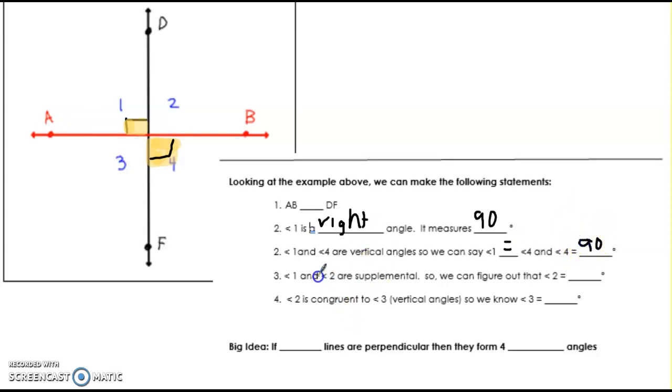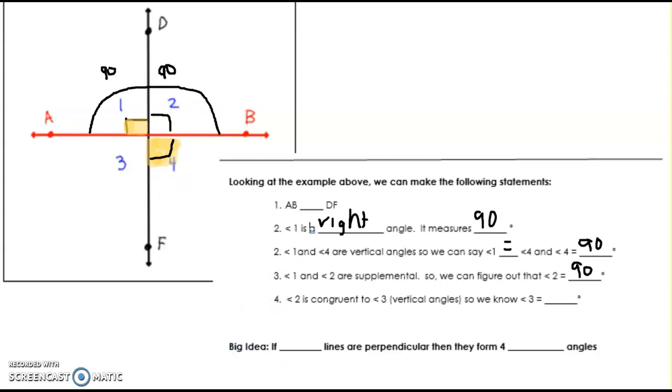Question 3 here. Angle 1 and angle 2, they are supplemental. They are adjacent to each other. They are neighboring angles. And you see this red straight line here at the bottom. When we put them together, it makes kind of a rainbow, which are all indicators of supplemental. Supplemental, when we add them together, equals 180. So if this side is 90, my other side must be 90 in order for that to be a true statement. So for number 3, we know the angle measurement for 2 is also a right angle, or 90 degrees.